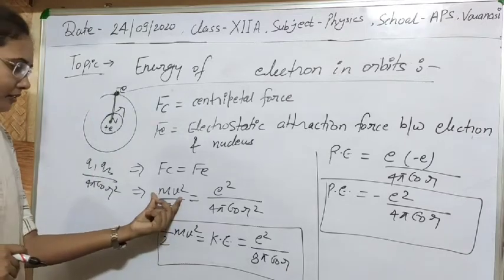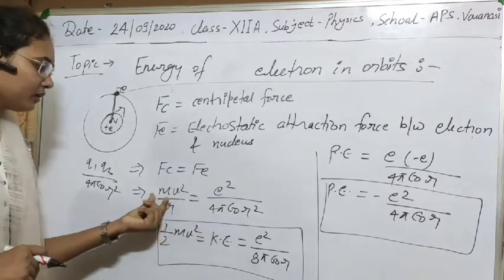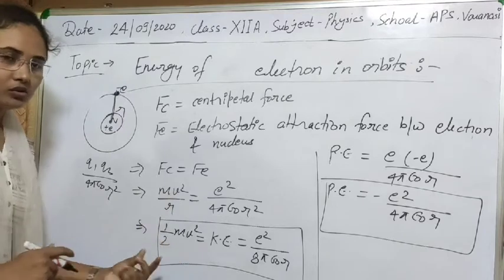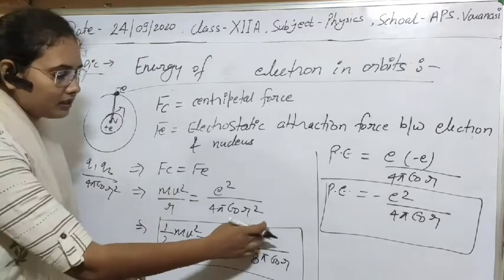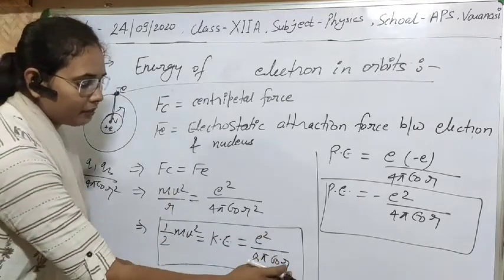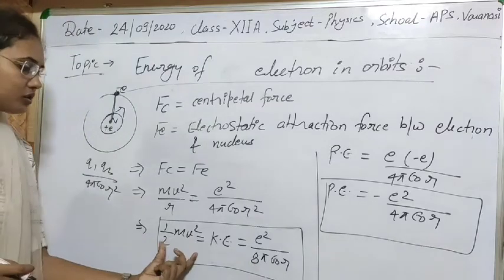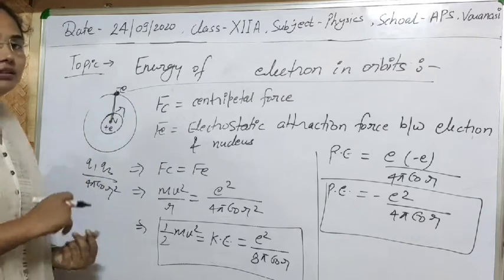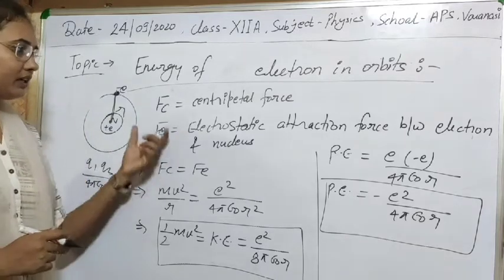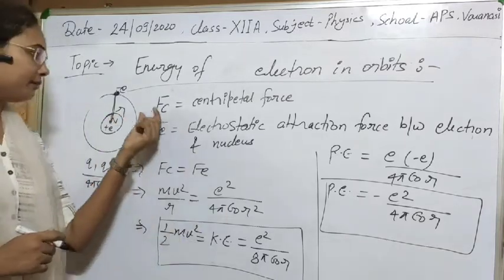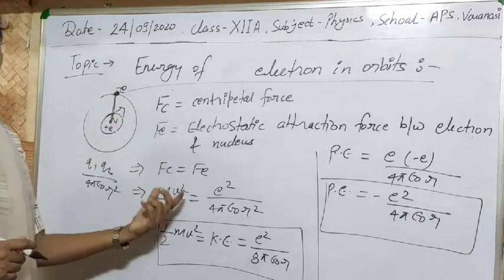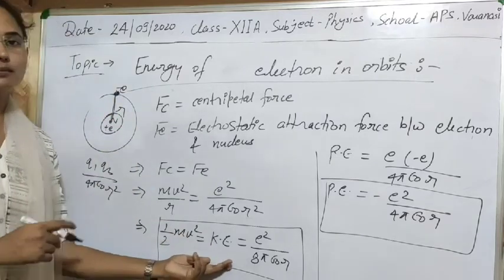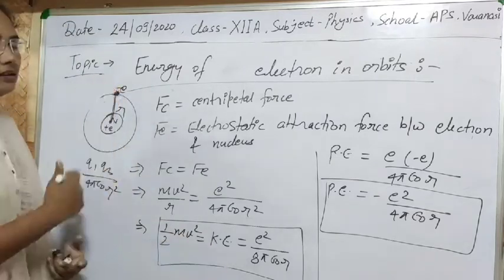After solving this, we can easily calculate half mv square. What will be the value of half mv square? It becomes e square upon 8 pi epsilon 0 r. This is also the kinetic energy of the electron revolving around the nucleus. Clear? So with the help of the concept of circular orbits, we can easily find the kinetic energy possessed by this electron.